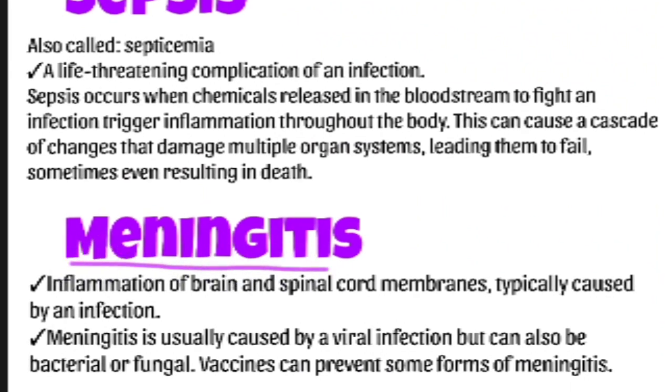Meningitis. The meninges are the membranes present around the brain and the spinal cord. If there is any infection occurring there, that is known as meningitis. So commonly, meningitis is an infection and inflammation of the brain and spinal cord membranes. It can be caused by bacteria and fungus, but generally it is caused by viral infection. There is a vaccine for it. By taking the vaccine, we can prevent meningitis.